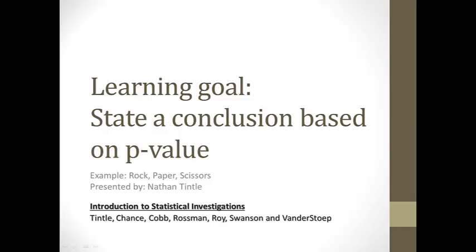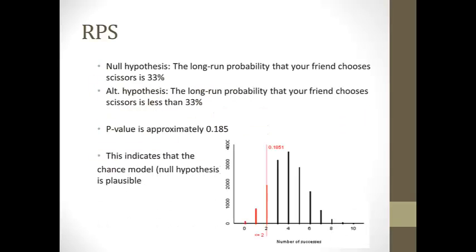In this learning goal video, we're going to talk about how to state a conclusion based on a p-value. And we'll use the rock, paper, scissors example to talk about this. In the rock, paper, scissors example, the null hypothesis is that the long-run probability your friend chooses scissors is 33%. The alternative hypothesis is that the long-run probability your friend chooses scissors is less than 33%. This yields a p-value of approximately 0.185, indicating that the chance model is plausible.